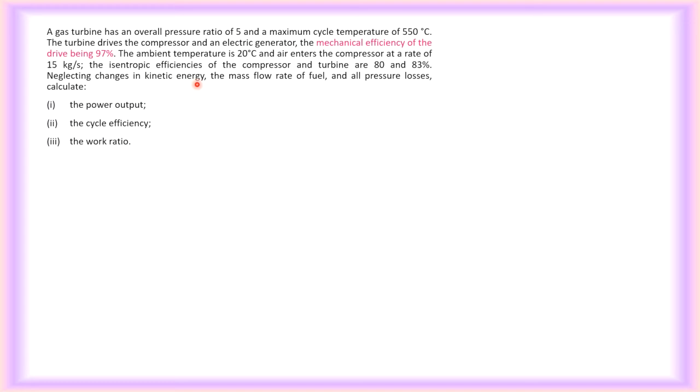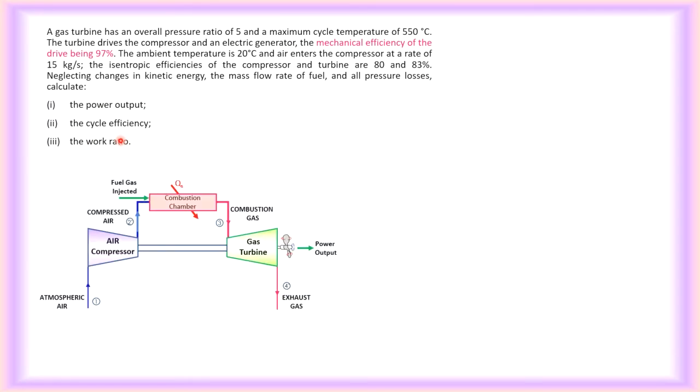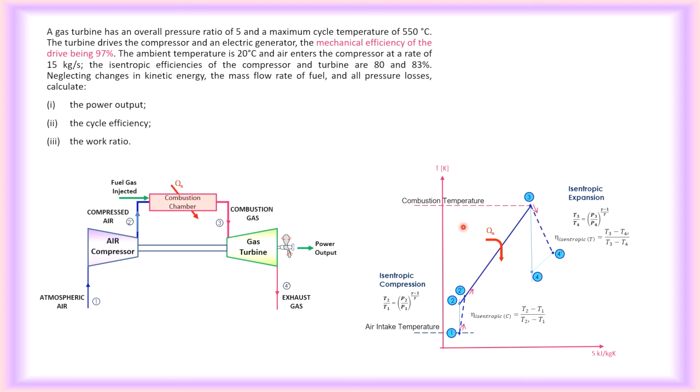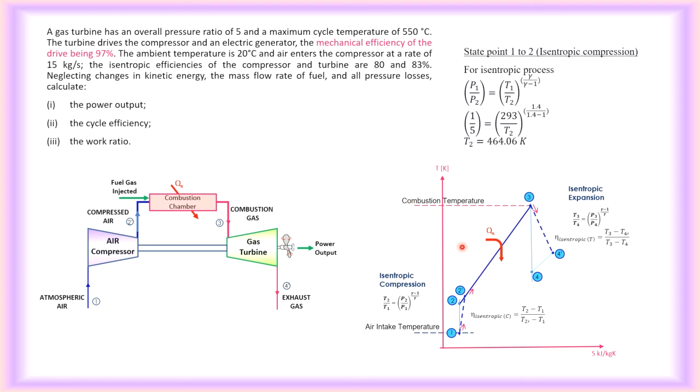Neglecting changes in kinetic energy, the mass flow rate of fuel, okay, and all pressure losses. Now calculate the power output, the cycle efficiency, and the work ratio. So this will be the second example in which mechanical efficiency is being introduced. So all the same thing.